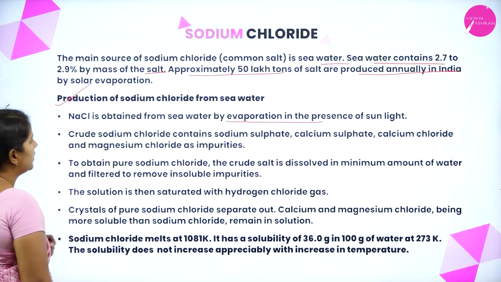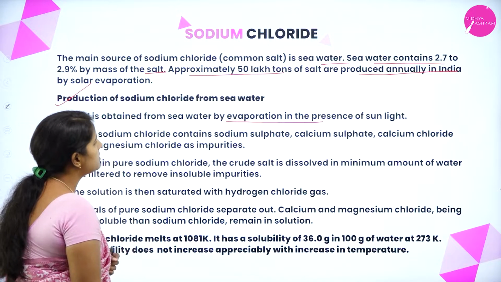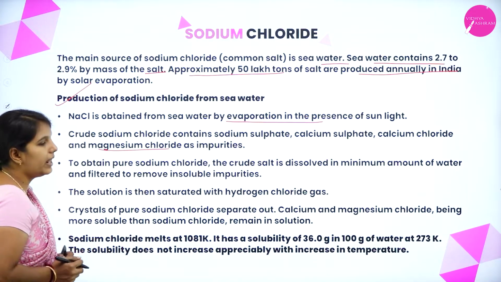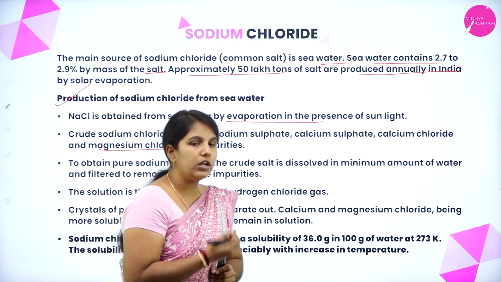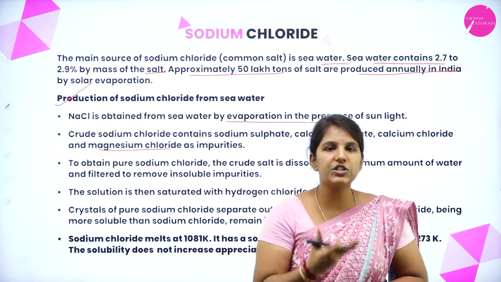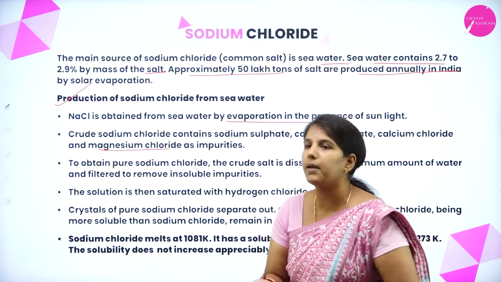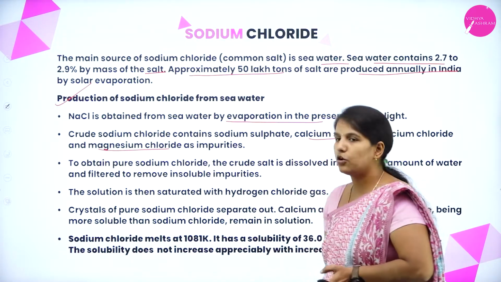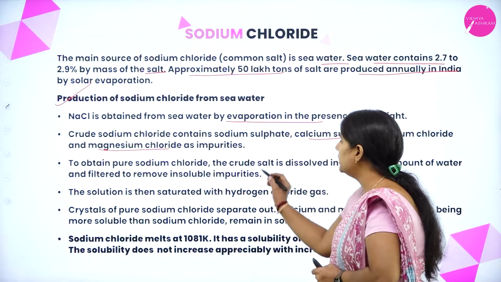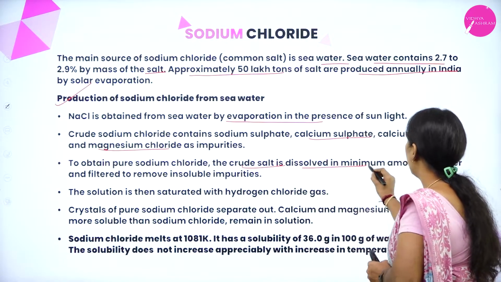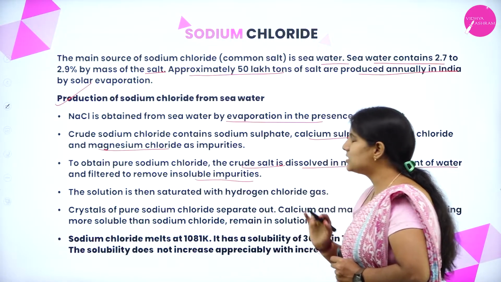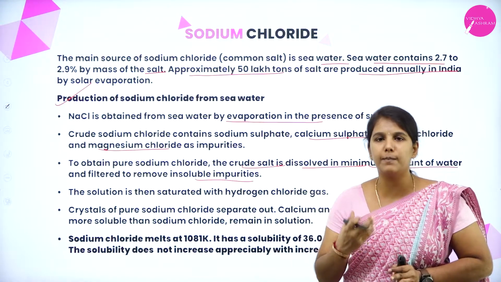The crude sodium chloride contains sodium sulfate, calcium sulfate, calcium chloride and magnesium chloride as impurities. So, the crude sodium chloride which is taken out consists of many impurities, such as calcium chloride, calcium sulfate, sodium sulfate or magnesium chloride. To obtain pure sodium chloride, the crude salt is dissolved in a minimum amount of water and later filtered to remove the insoluble impurities. It is very, very important here.